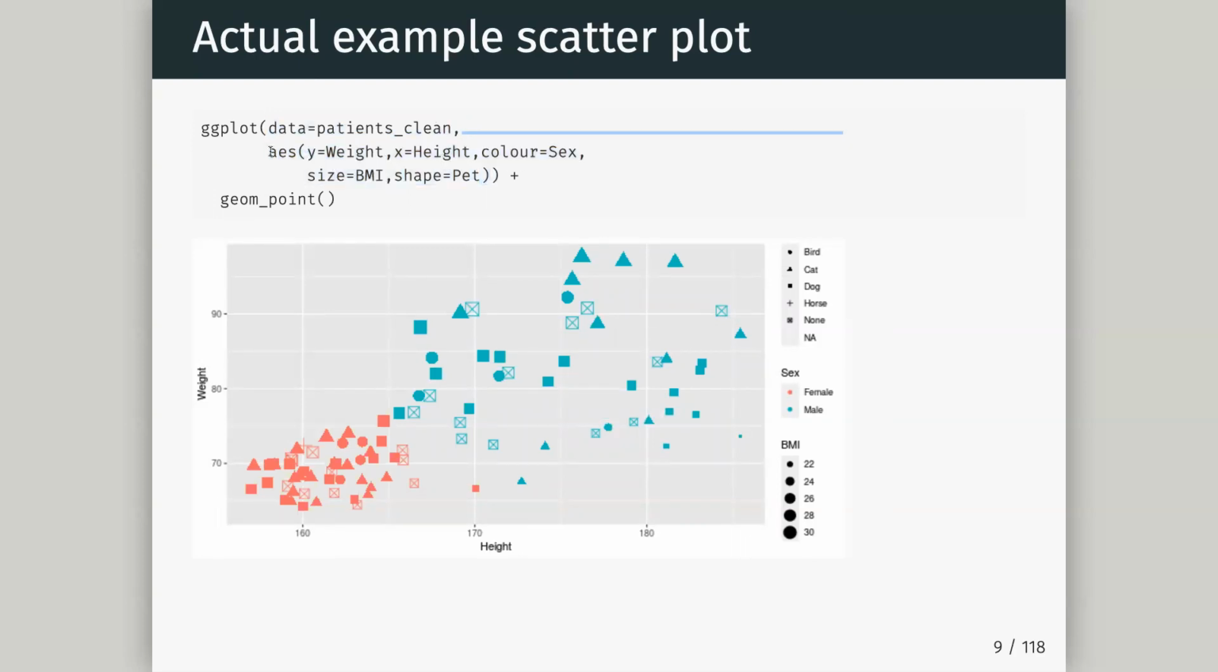We do a comma, and then inside the second part of our function, we provide these aesthetic mappings. And we do that by doing aes, and then we provide within here y. So the Y-axis, we want to correspond to weight. X-axis, we want to correspond to height. Color to sex, size to BMI, shape to pet. So that sets up our ggplot, and then I tell it plus, and I give it the type of geom I want to plot. And here I want to do a point plot.